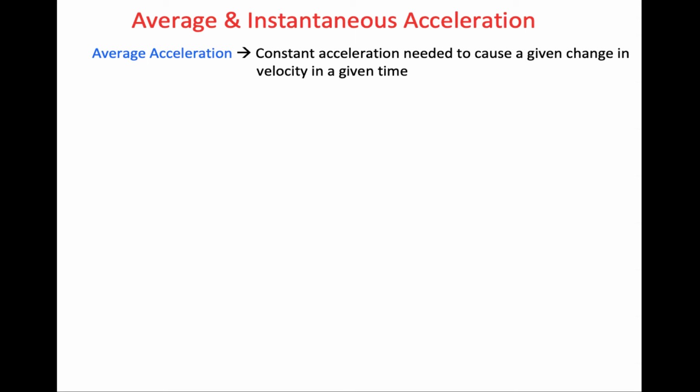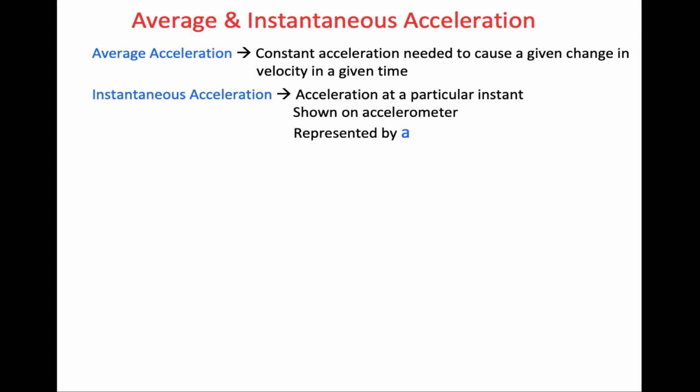Instantaneous velocity is velocity at a particular instant. Similarly, instantaneous acceleration is acceleration at a particular instant. It is a value which is shown on an accelerometer and it is represented by letter A. Let's explore these concepts further by looking at a situation.